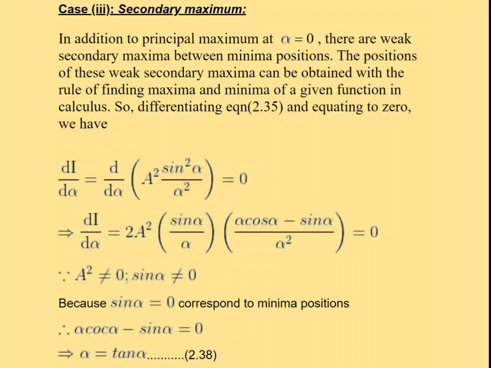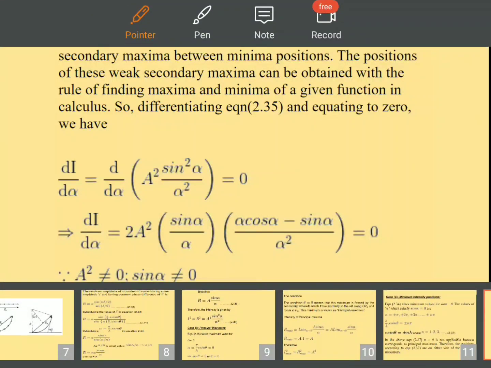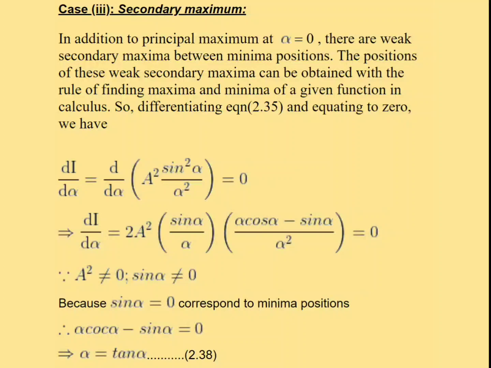So the differentiation of x² means 2x, that is 2 into sin α by α. Again, the differentiation of x, that is the u by v model: v² ... u into dv, that is the differentiation of sin α, cos α, minus u, that is sin α, and the differentiation of α is 1.